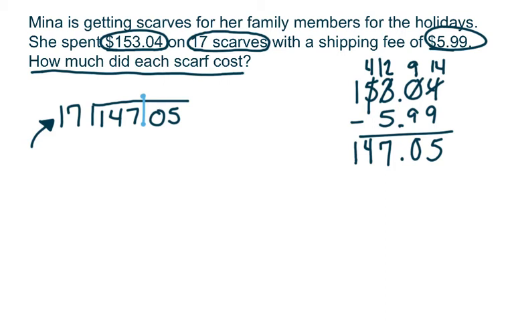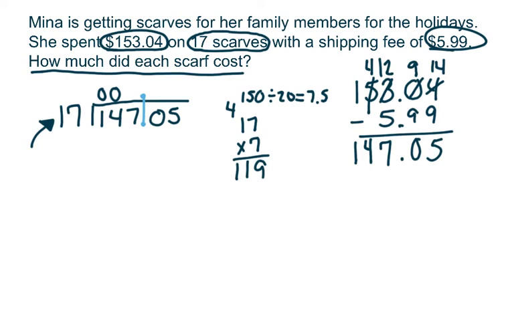I can say 17 won't go into 1, 17 won't go into 14, but 17 will go into 147. I'm going to estimate with 150 divided by 20, which I know is 7.5. So it's going to fit about 7 times. So I'm going to do 17 times 7. 7 times 7 is 49. 7 times 1 is 7, plus the 1 is 11.